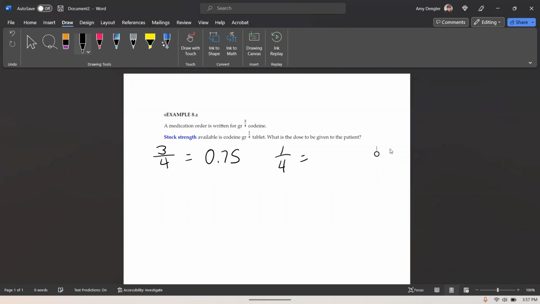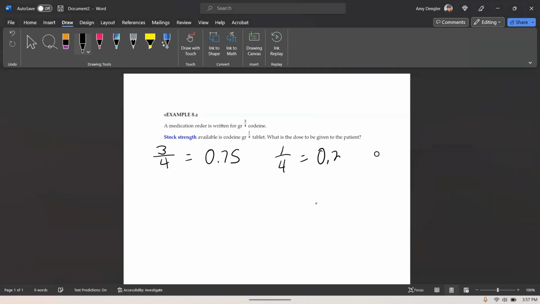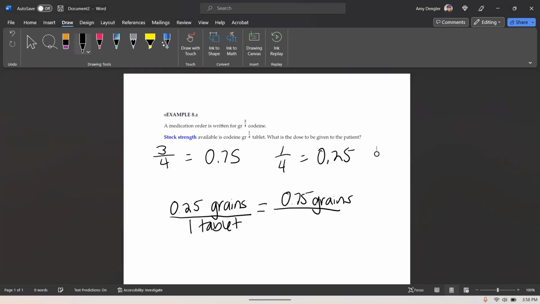1/4. And you might not know these in your head, and if you do, that's great. 0.25. All right, so now I'm going to do a proportion with the stock strength, which is 0.25 grains. So I know I'm going to need grains here. And that's going to be 1 tablet. And we have an order for 0.75 grains. How many tabs?